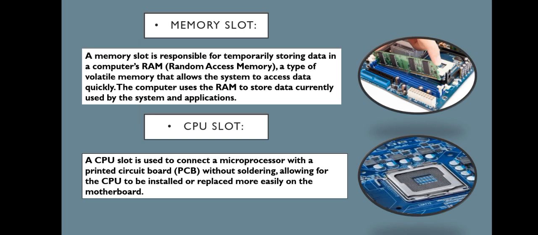So we have memory slot. A memory slot is responsible for temporarily storing data in a computer's RAM or random access memory, a type of volatile memory that allows the system to access data quickly. The computer uses the RAM to store data currently used by the system and application.